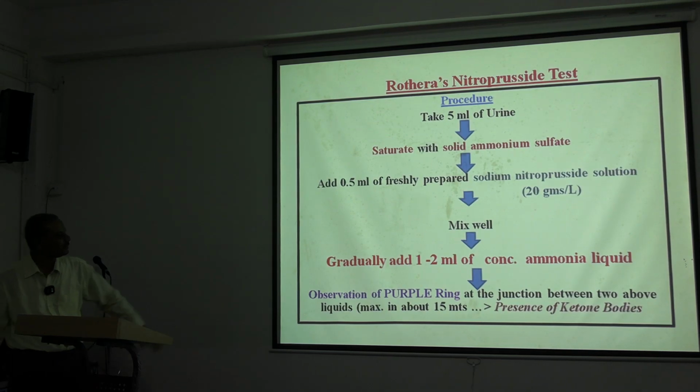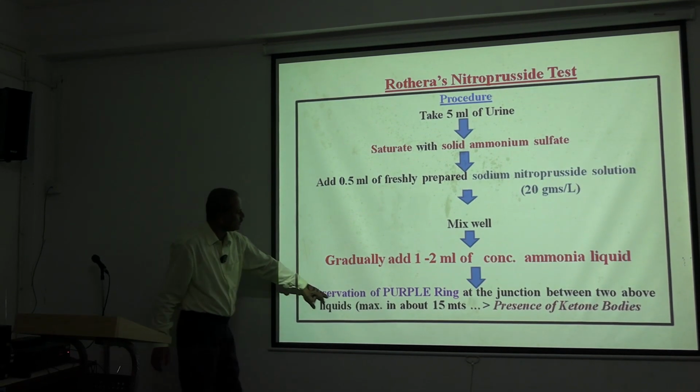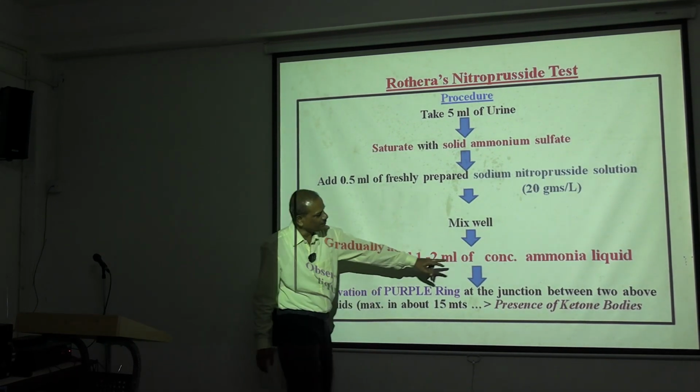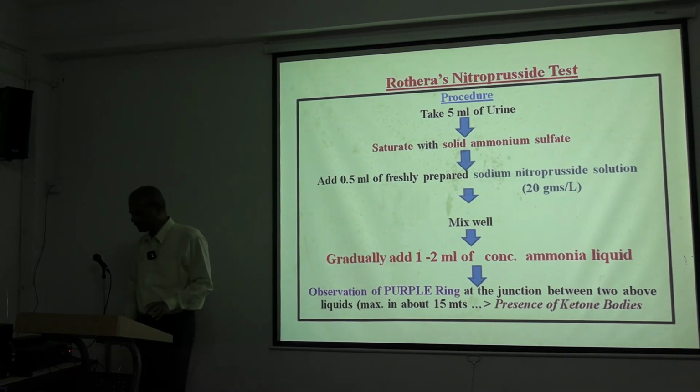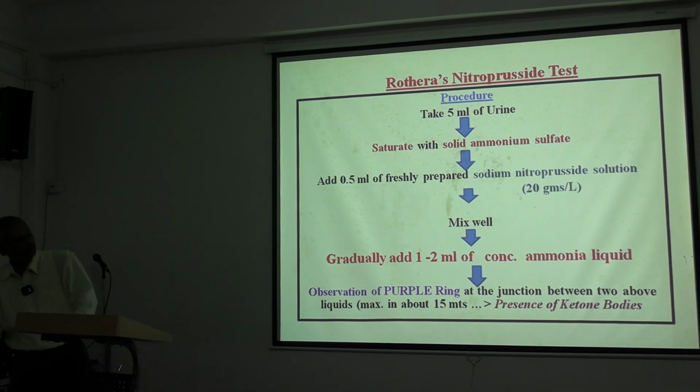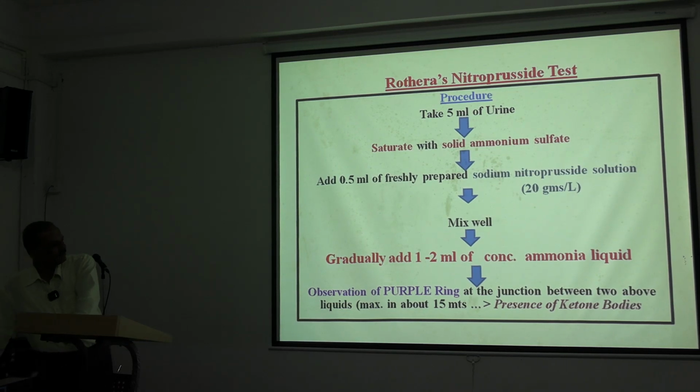So this I have written. So purple ring at the junction between the above two liquids, and the color will develop maximum in 15 minutes time, but you will see the color immediately. Because why 15 minutes time maximum color? Because it will get the reaction time also to be completed.